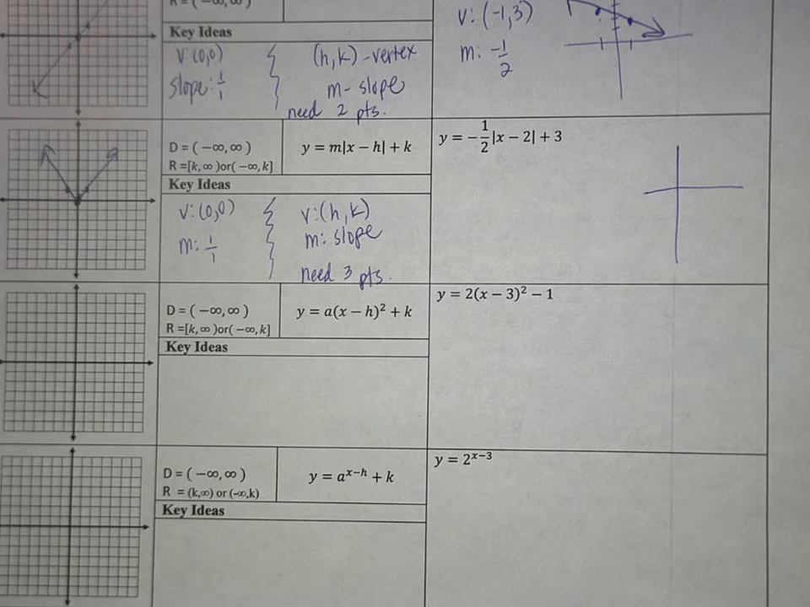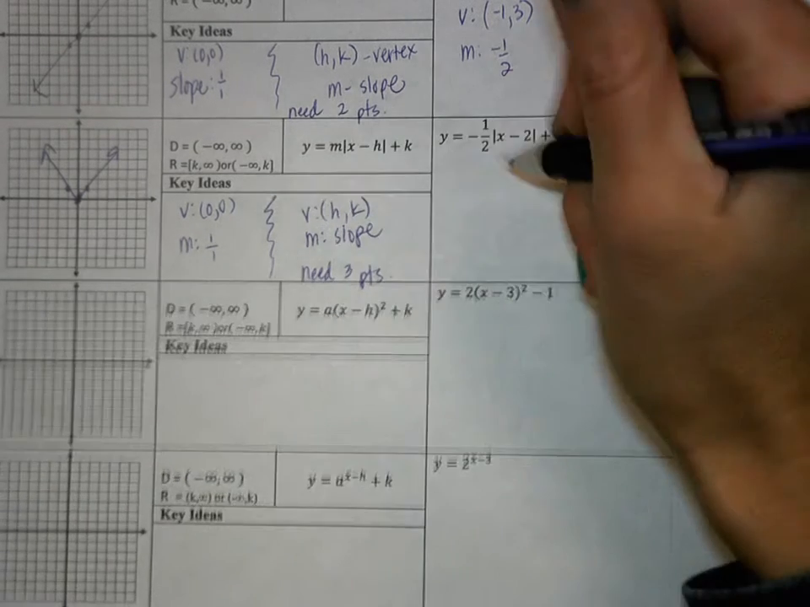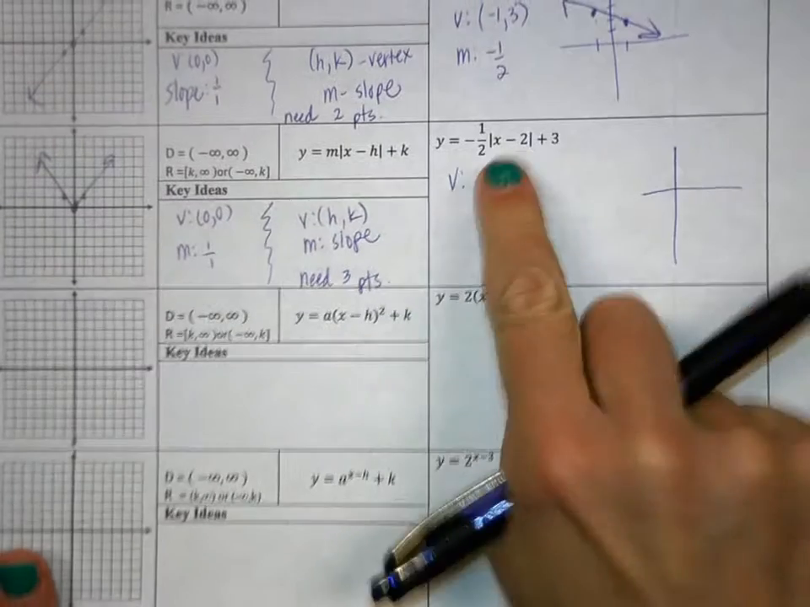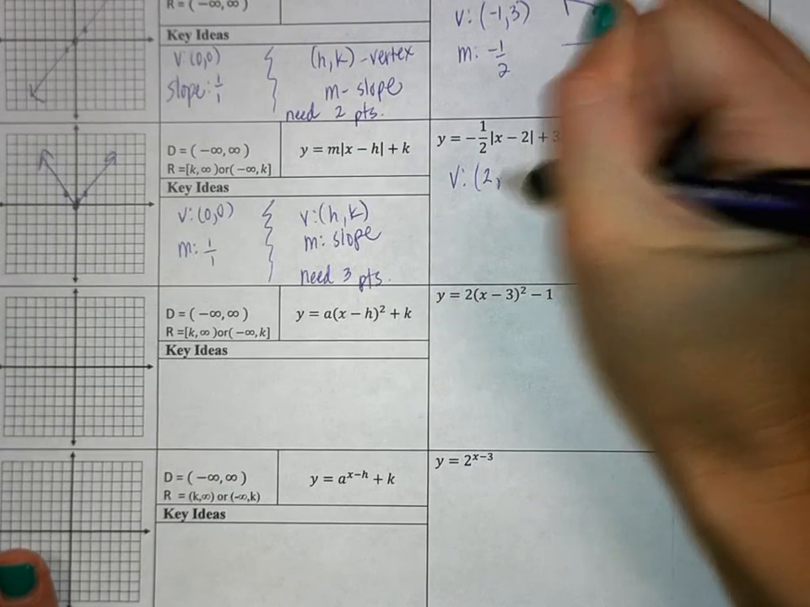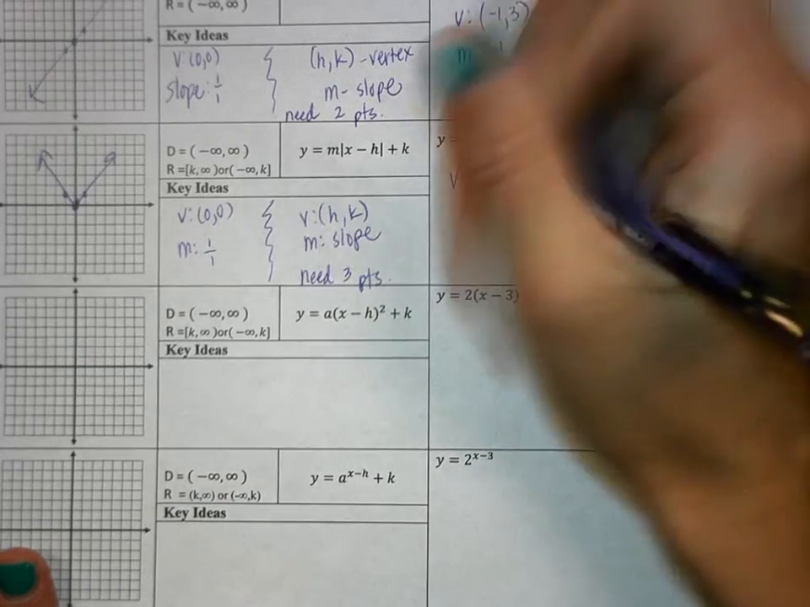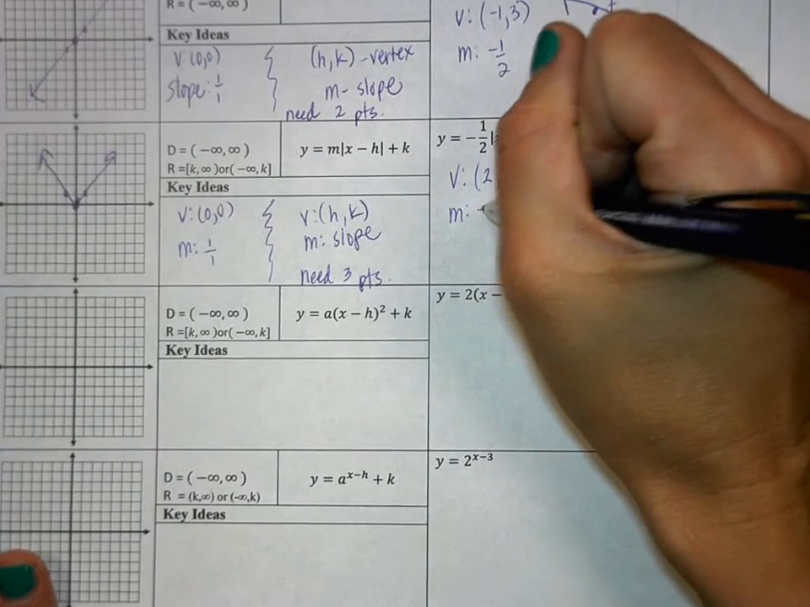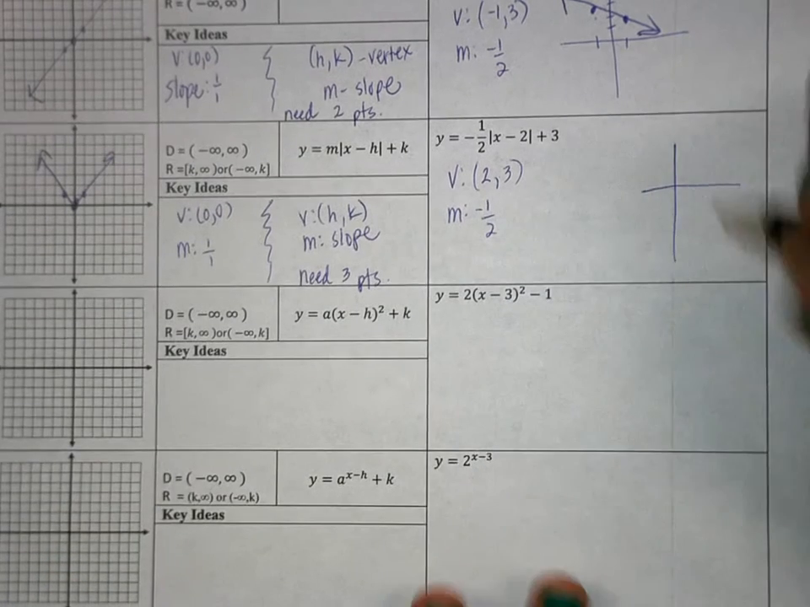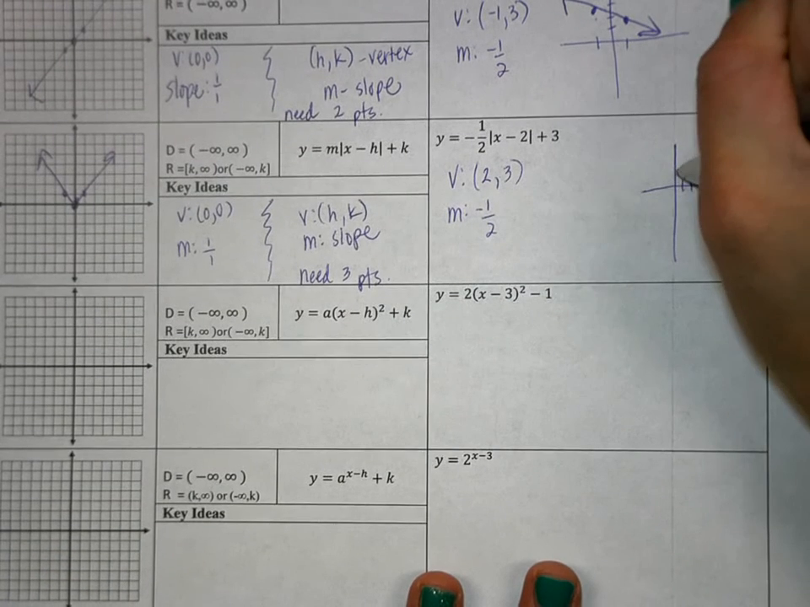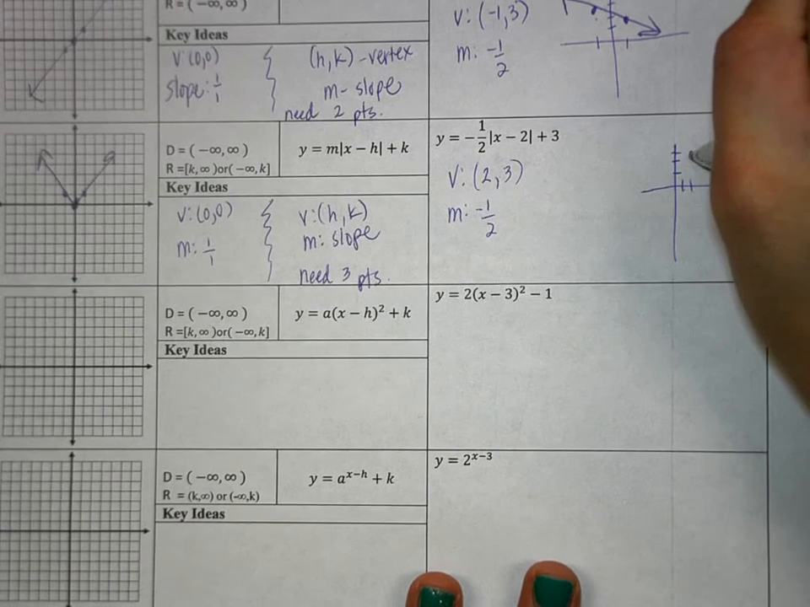Okay, so on this one, our vertex, and the absolute value acts as parentheses, so the x value of the vertex is 2 and the y value is 3, and then we know that our slope is negative 1 over 2. So we always start by plotting that vertex point. So we go right 2, up 1, 2, 3, make a point.